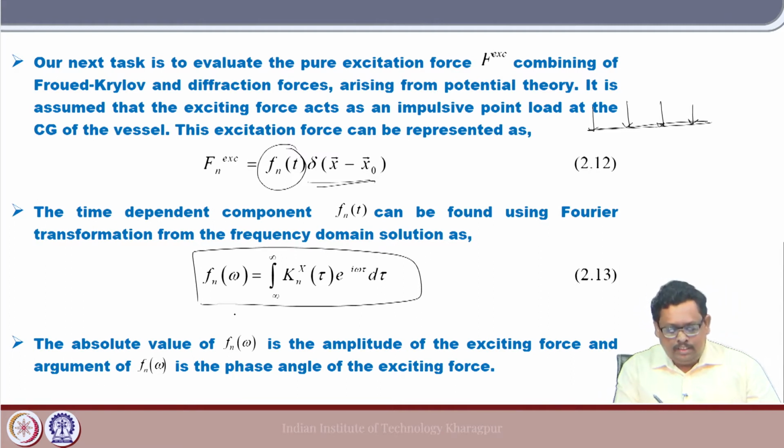This is how I can get the frequency domain exciting force. Of course, that is required when you write the impulse response function method, where you always record the data from the frequency domain. This FNW is the frequency domain exciting force. When you have this, you can get FNT using the Fourier transformation, and then you write expression 2.12 for the exciting force.